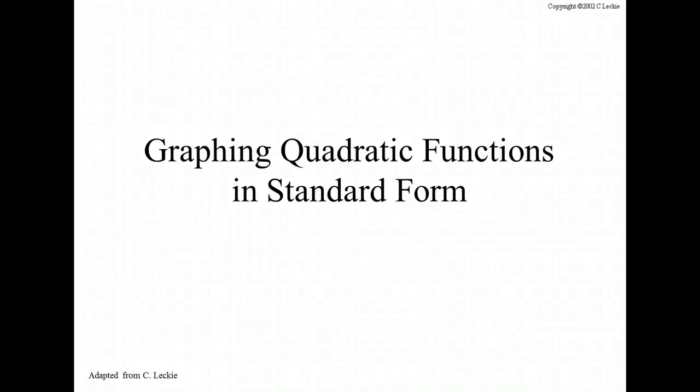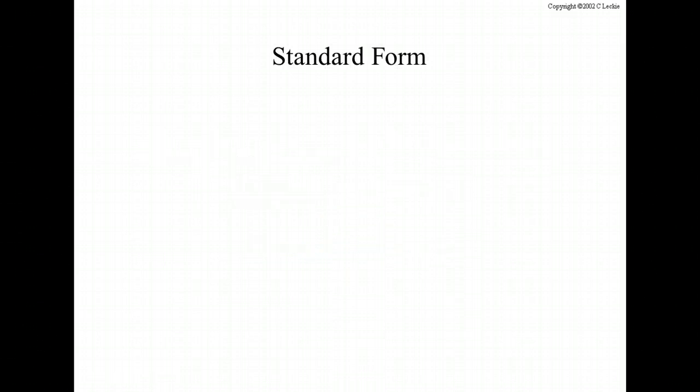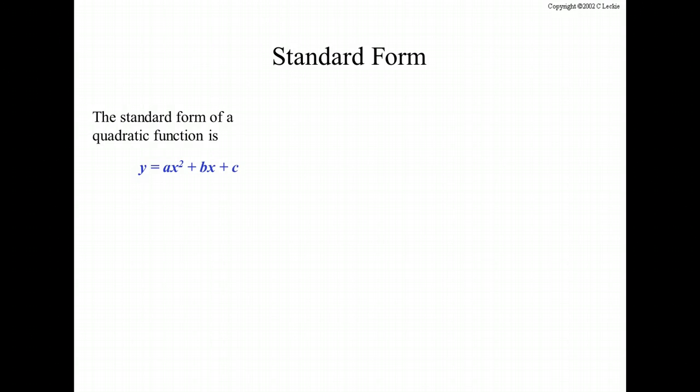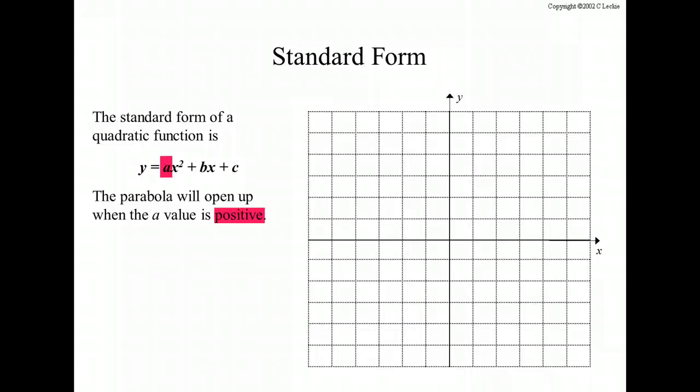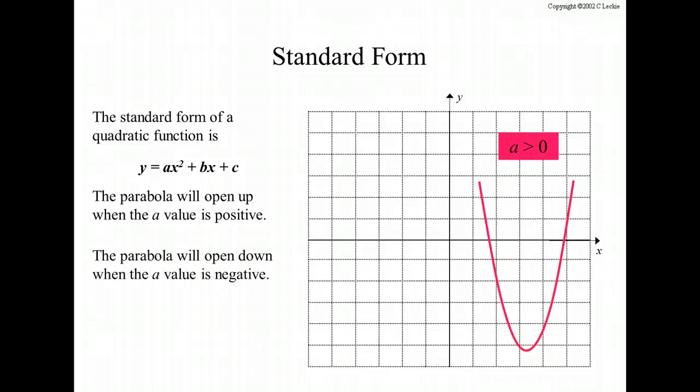Graphing quadratic functions in standard form. The standard form for a quadratic function is y equals ax squared plus bx plus c, much similar to the standard form when we're using the quadratic formula. Just as in vertex form, if the a value is positive, the parabola will open up, and if the a value is negative, the parabola will open down.